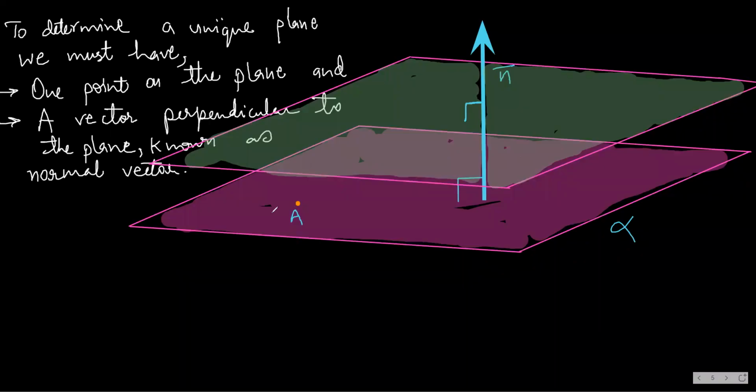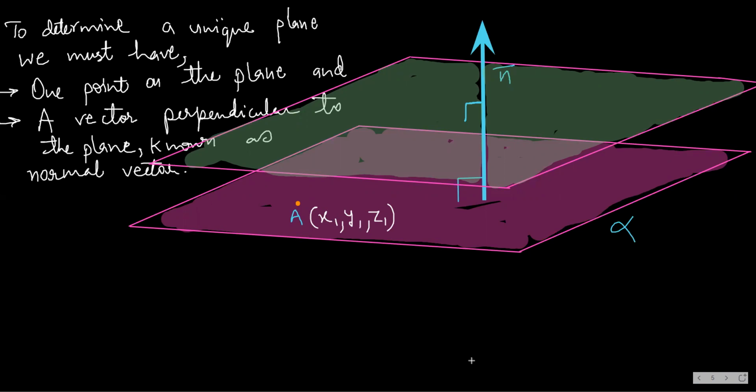So let me once again say this. What did I say? I said to determine a unique plane, we must have one point on the plane. Now see how we will be given one point on the plane. I might be given the coordinates of the point. So that is, say I'm given x1, y1, z1. This is one way I can be given the point on the plane.